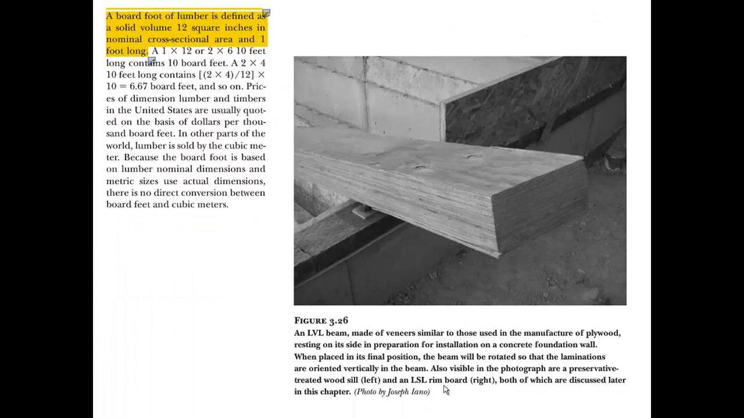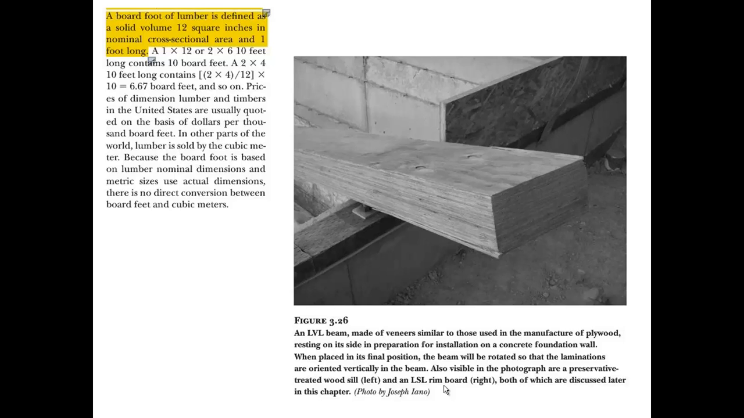We measure lumber by the board foot. A board foot is 144 square inches. It's a board foot, 12 inches square, nominal cross section, and 1 foot long. So a 12 inch by 12 inch by 1 inch piece of wood would be 1 board foot. A 1 by 12 or 2 by 6, 10 feet long contains 10 board feet.